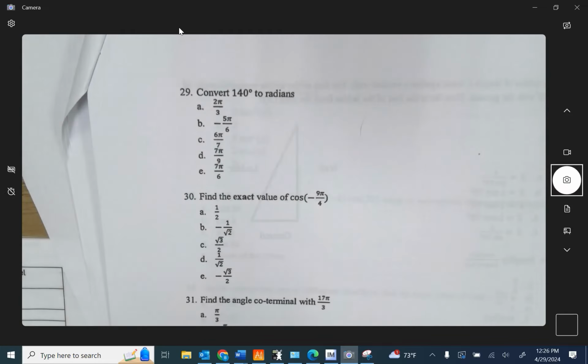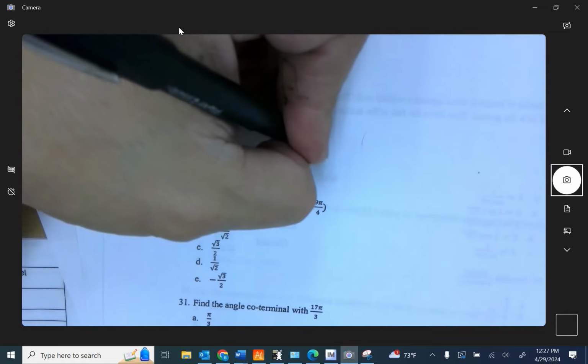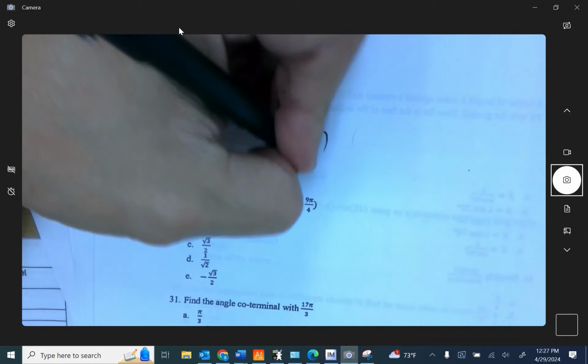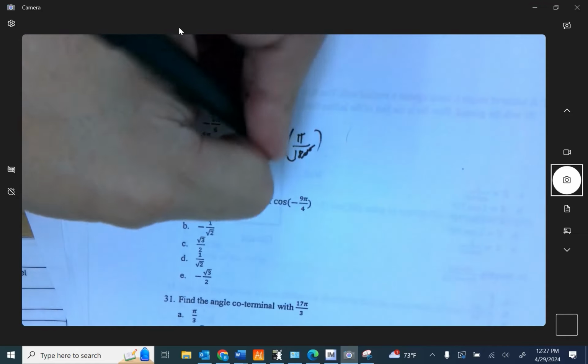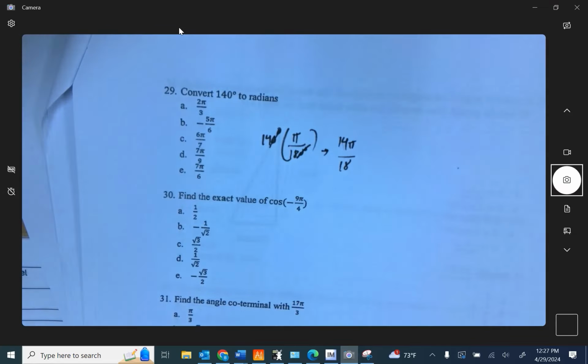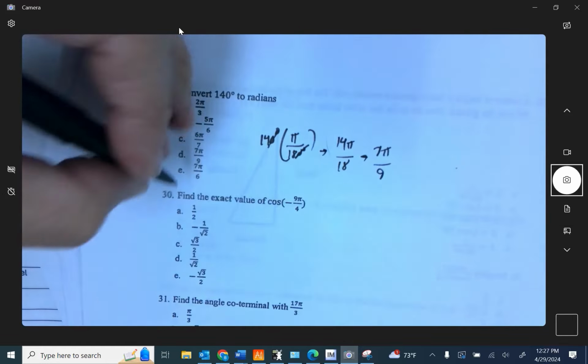This must be a community college test. Convert 140 degrees to radians. Oh, Lord help you if you miss this. I will haunt your dreams for the rest of your life, just sitting there going, shame, shame, shame. Multiply by pi over 180 degrees, obviously. The zeros and the degrees cancel. So 14 pi over 18, and those are both even numbers. 7 pi over 9.